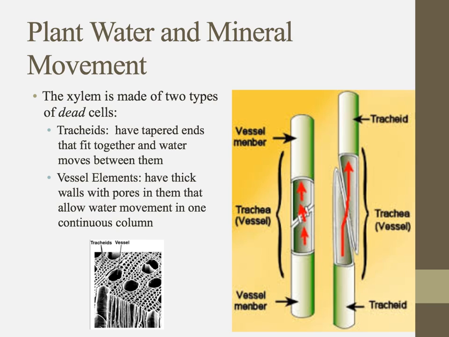So they are both made of dead cells. That is super important. The xylem contains dead cells. That's going to be different for the phloem, which we'll get to in the next chapter. So tracheids have tapered ends. They fit together. Water moves between them. The vessel elements have thick walls with pores in them, or pits, that allow water movement in one continuous column. We can see in this micrograph how much larger in diameter the vessel elements are than tracheids.